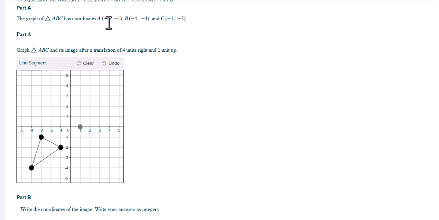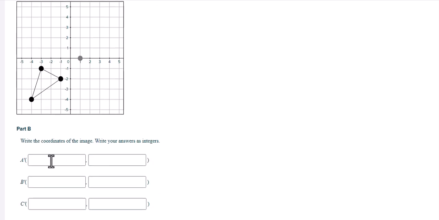And if I would have added 4 to -3, I would have got 1. If I would have added 1 to -1, I would have got 0. And there you go. There's point A prime. Now, if you want to go ahead and start putting this in, you may. That was 1 and 0 for point A prime.